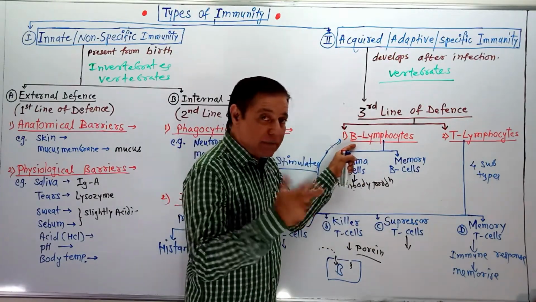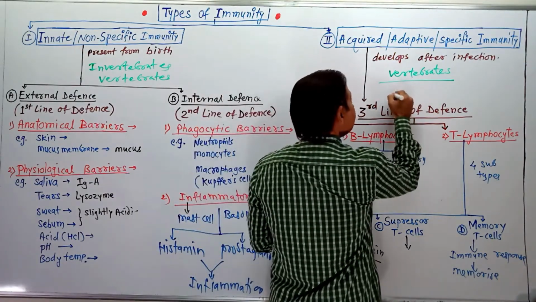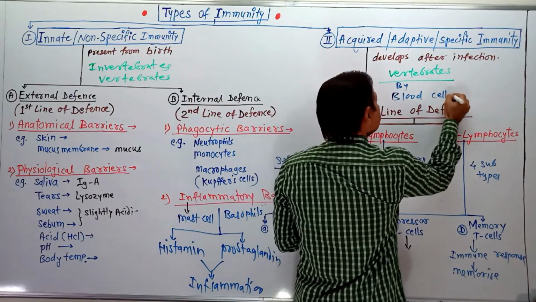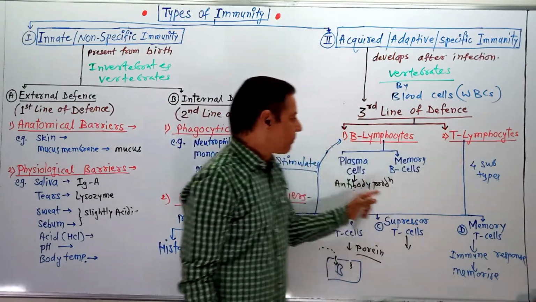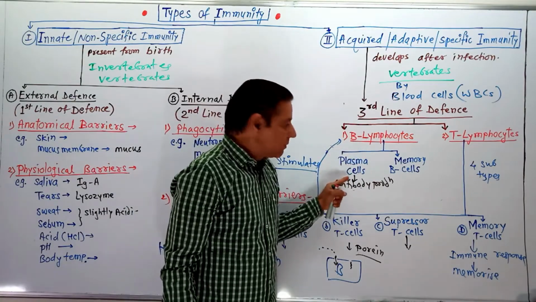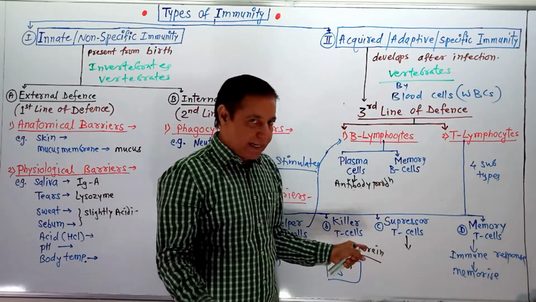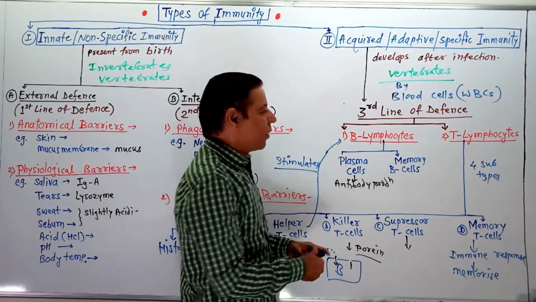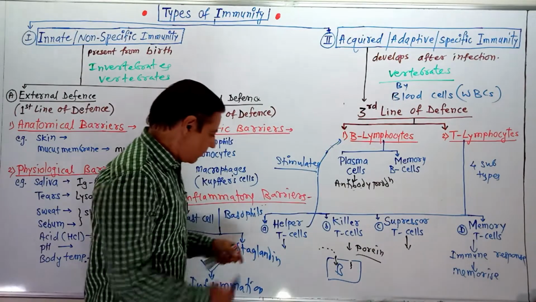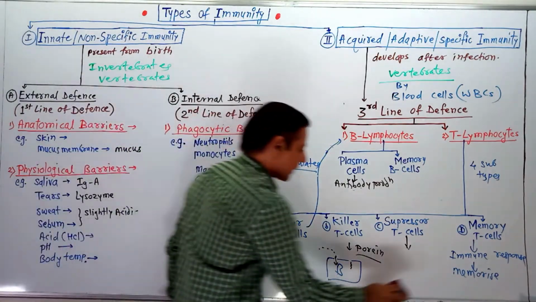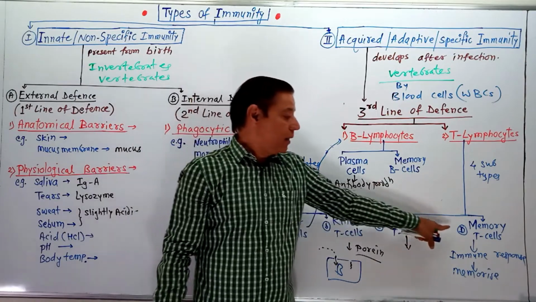It is made up of two components, B lymphocytes and T lymphocytes. Both are blood cells. This means the third line of defense is carried out by blood cells, that is WBCs. Small WBCs called lymphocytes have two types, B lymphocyte and T lymphocyte. B lymphocytes perform the function of antibody production, while T lymphocytes kill bacteria directly or help B lymphocytes. First of all, we learn about T lymphocytes. T lymphocytes have four subtypes. First is helper T cells, second killer T cells, third suppressor T cells, and last memory T cells.